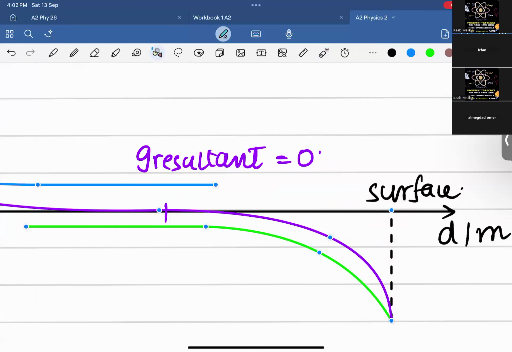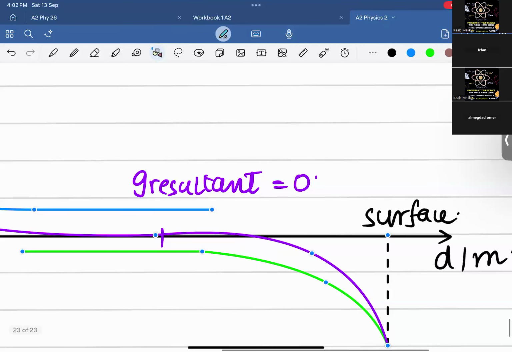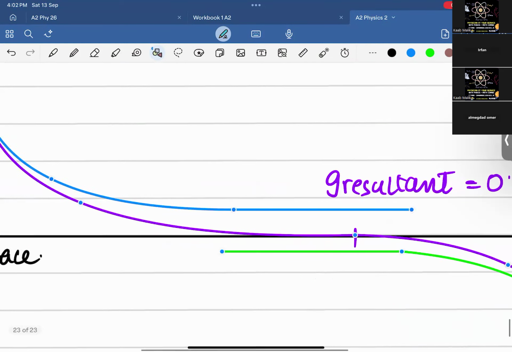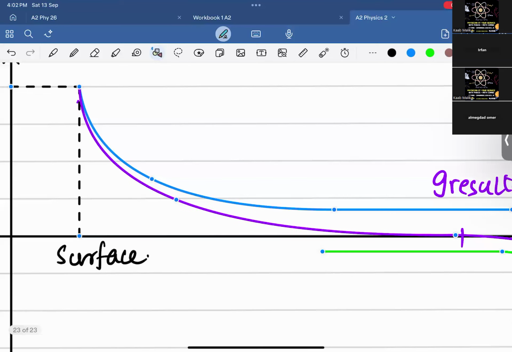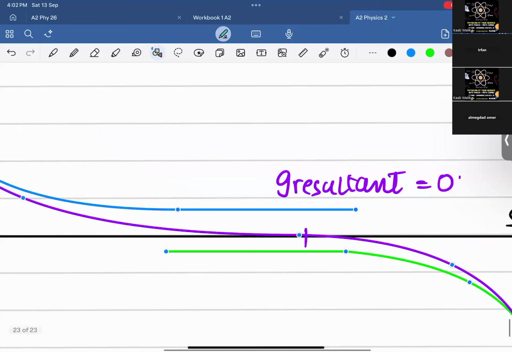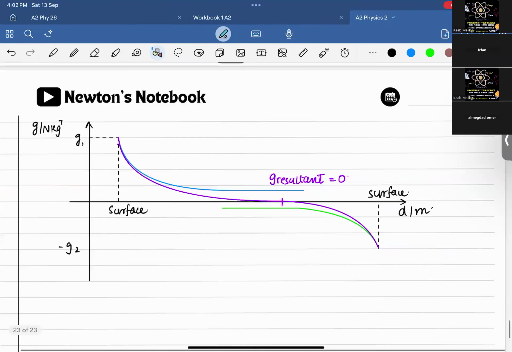Come on, come on. It should just be like that, and this should be like this. Perfect. Is it? Yep. Good.